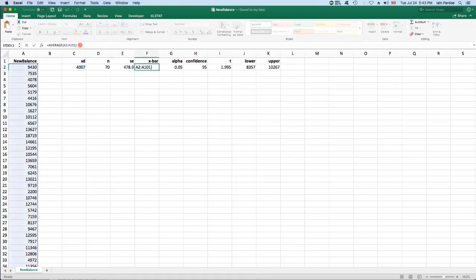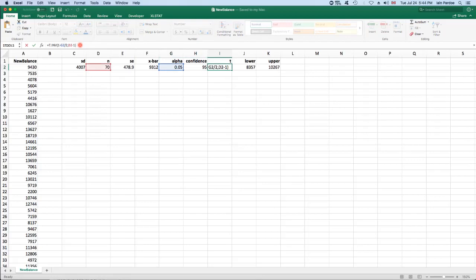The sample mean is 9,312. We'll do a 95% confidence interval, or in other words, we're going to use an alpha of 0.05. So the confidence is just 100 times 1 minus 0.05.